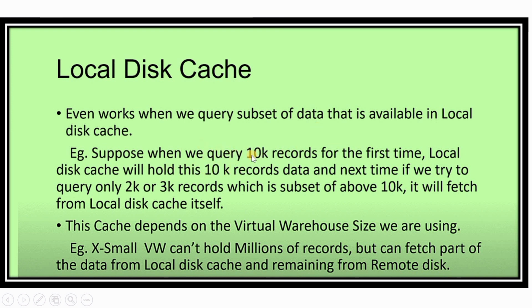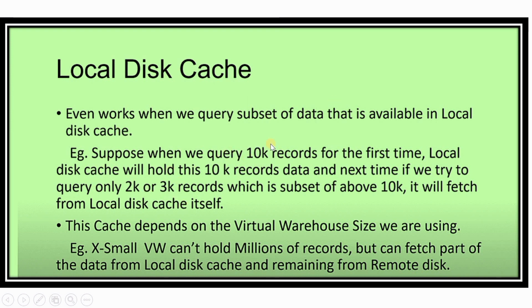Suppose that the next time you query only 2k records from this 10k. Then it will just show you the 2k or 3k records, whatever the user is querying, from the local disk itself. It will not move to the remote disk again. The main goal is to fetch the data from the local disk cache and results cache, for working faster and loading data faster. So here a subset is working.